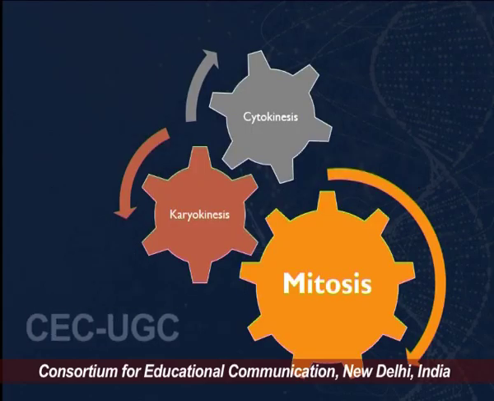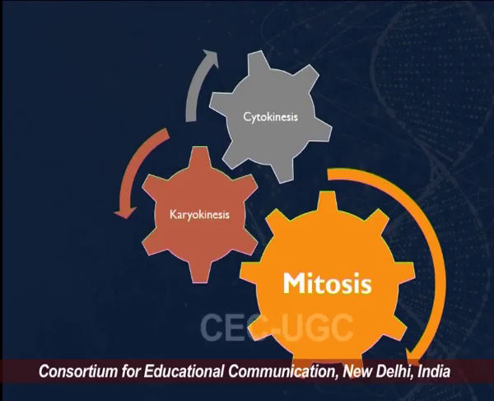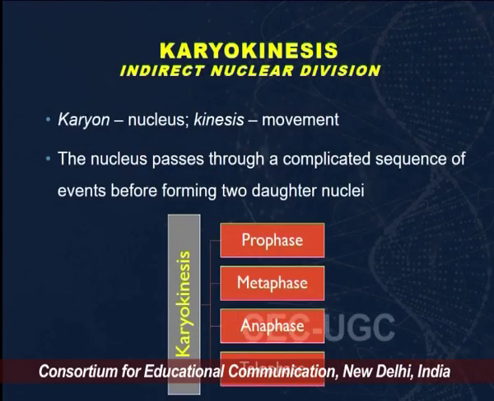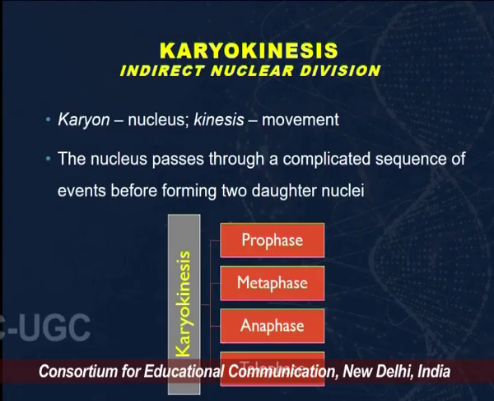In mitosis there are two further phases, karyokinesis and cytokinesis. Cytokinesis is the division of cytoplasm, and karyokinesis is the division of the nucleus. Karyokinesis, or indirect nuclear division: karyon, again a Greek word, means nucleus, and kinesis means movement. The nucleus passes through a complicated sequence of events before forming two daughter nuclei, which are prophase, metaphase, anaphase and telophase. Sometimes there is prometaphase also.